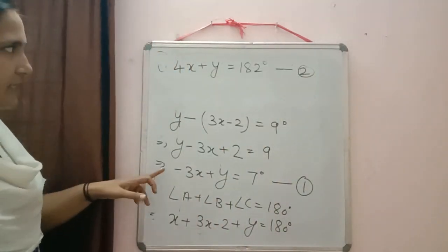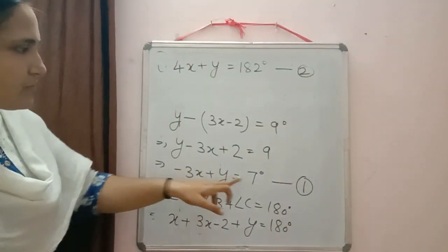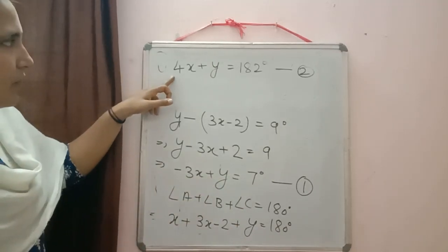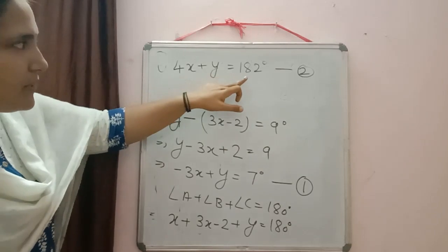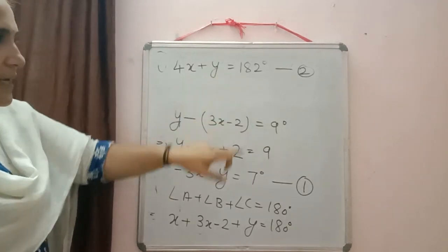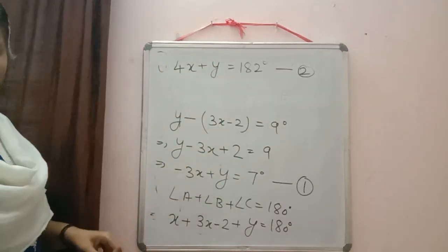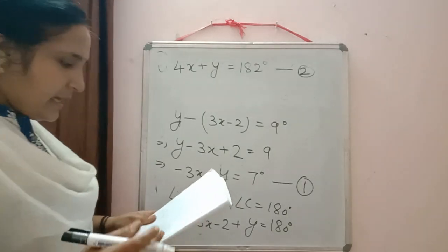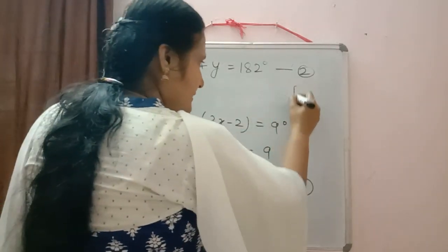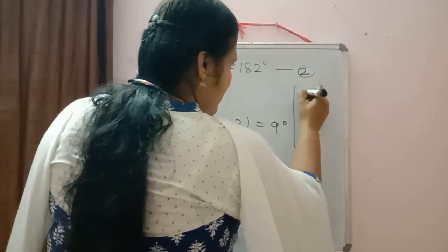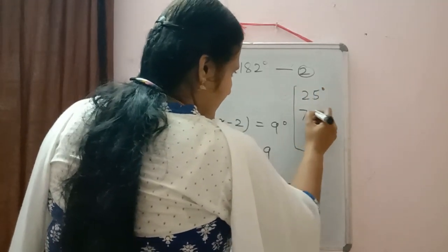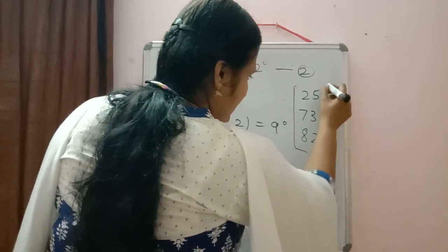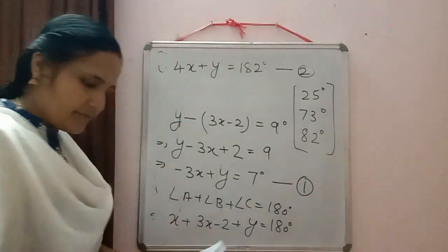So first equation is minus 3x plus y is equal to 7 degree. And second equation is 4x plus y is equal to 182 degrees. So you can solve these two equations. You will get the value of x and y. And after that find the angles. I am giving you the answer here. The answer is 25 degree, 73 degree and 82 degree. Just to check whether you are getting the answer or not.